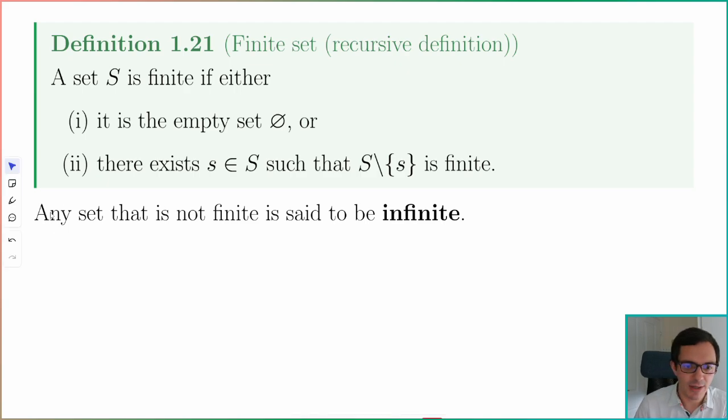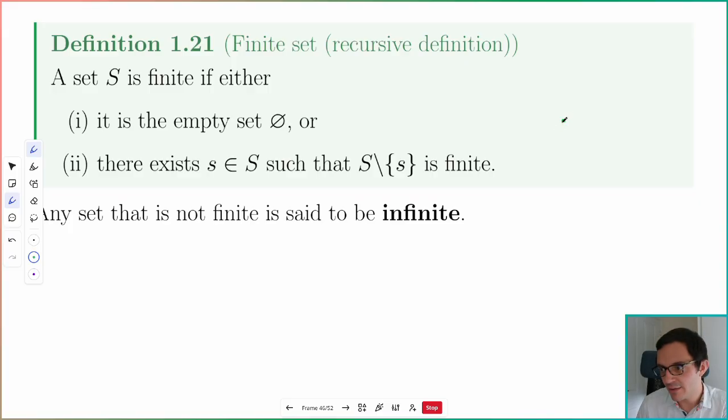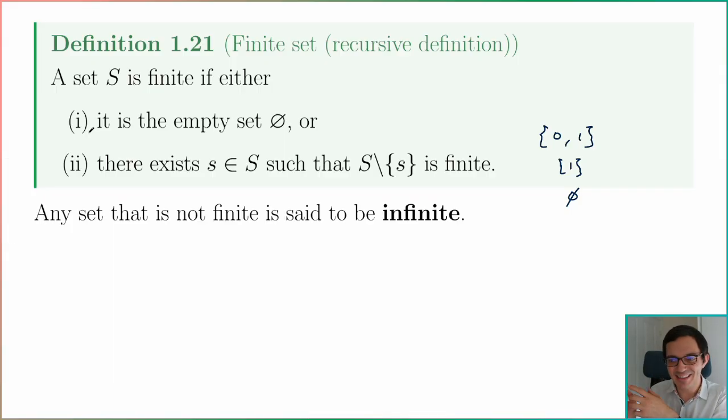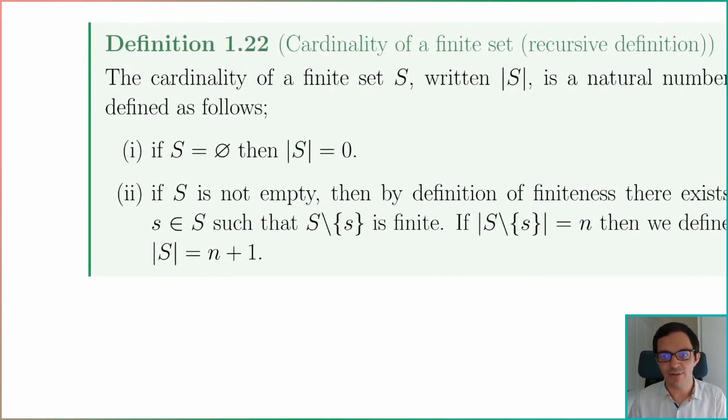So for example, the set that contains 0 and 1 is finite because the set that contains just 1 is finite because the empty set is finite. So I can remove elements and get down to the empty set, which is finite by part I of our definition. If that reminds you of induction, then all of these things are related, I suppose. Okay, any set that's not finite is infinite.